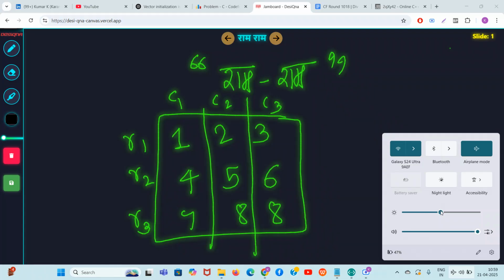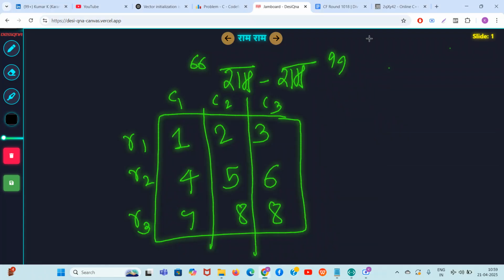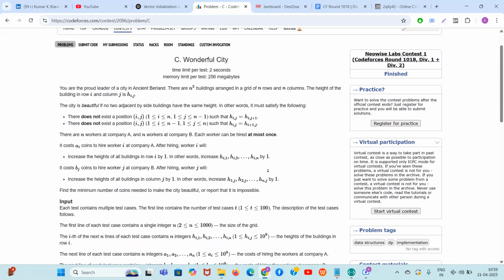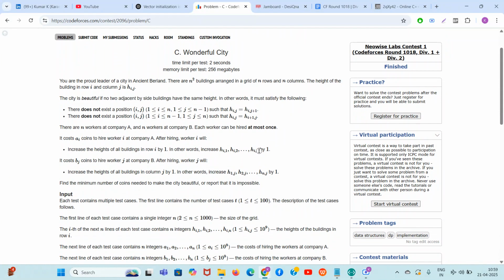Today, we are going to solve a very interesting problem. This problem was asked in Codeforces Division 1 plus 2 round 1018, problem C. This is a dynamic programming on matrix problem, okay? And it's a very interesting problem. Many people were not able to solve it.